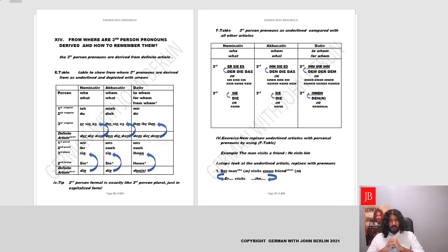Welcome back to German with John Berlin, and today we'll be looking at a very interesting topic: where are the third person pronouns derived from, and how to remember them? So what are the third person pronouns? Let's have a quick look.